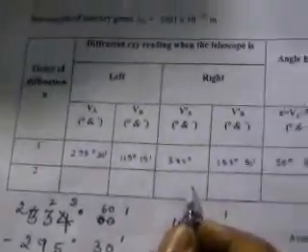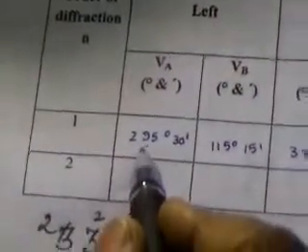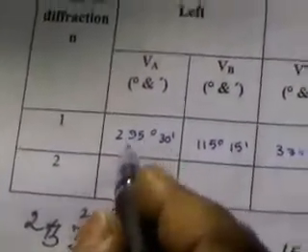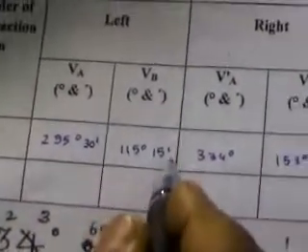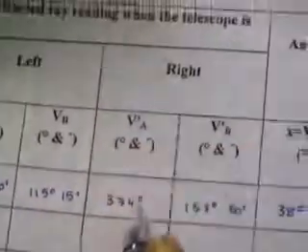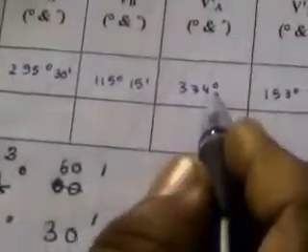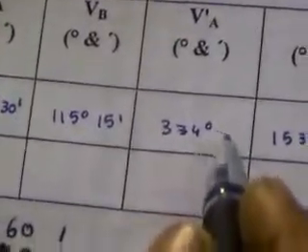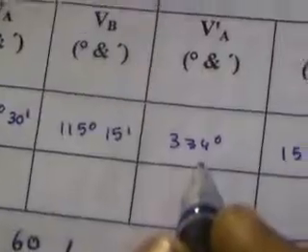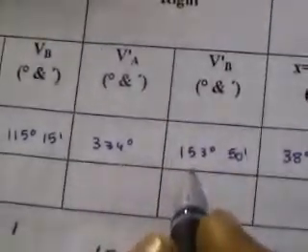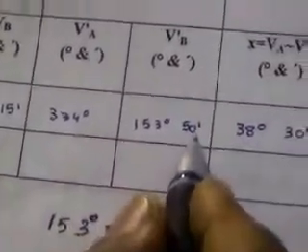We will now take a sample reading. We can see the reading on the left is for green: VA is 295 degrees 30 minutes, VB is 115 degrees 15 minutes. And VA prime, that is the right reading. When the telescope is on the right-hand side of the direct reading, we have VA prime as 334 degrees and VB prime as 153 degrees 50 minutes.